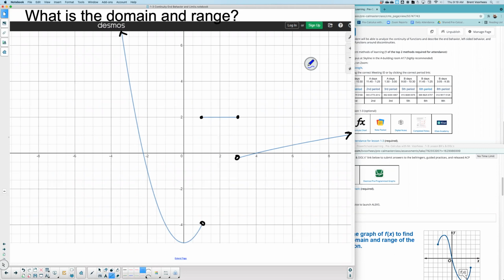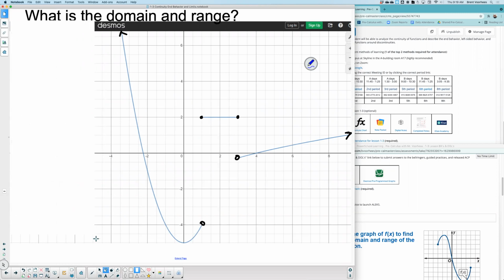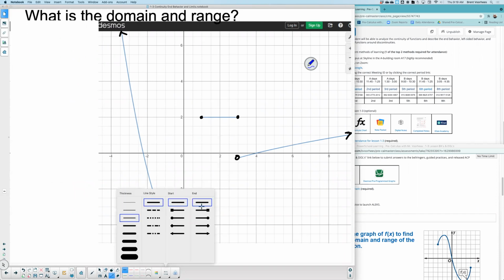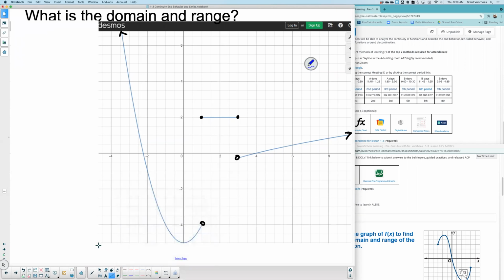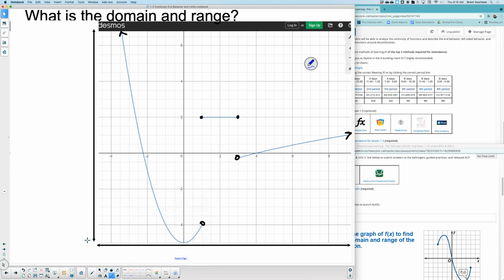Let's see if I can get some white space. So let me do that there. And now I'm going to get a number line. So number lines for domain and range. That's going to be my domain number line. And over here will be my number line for range.